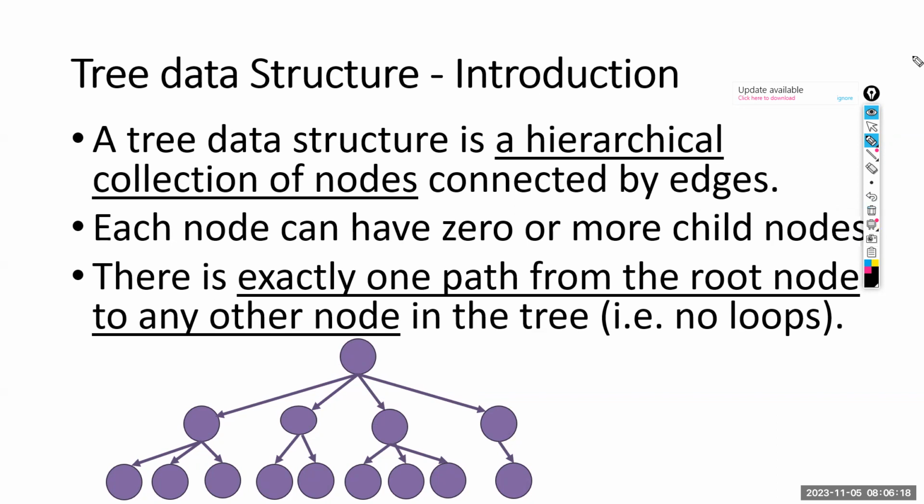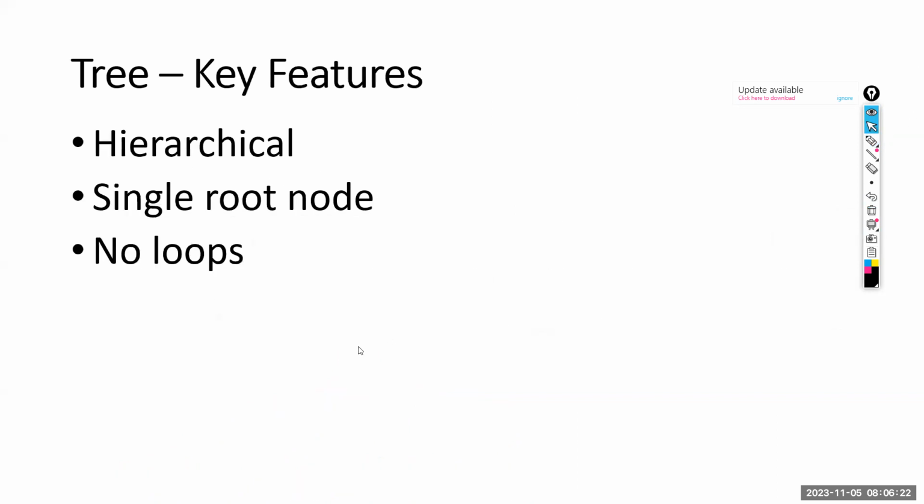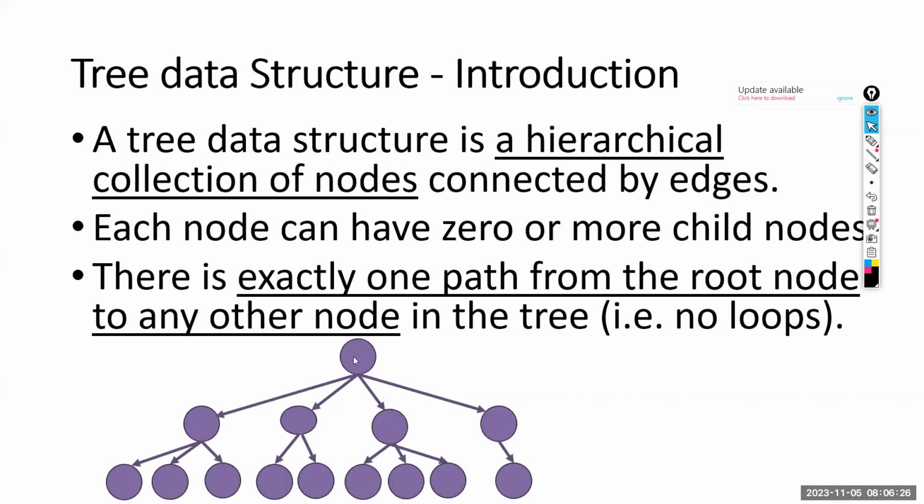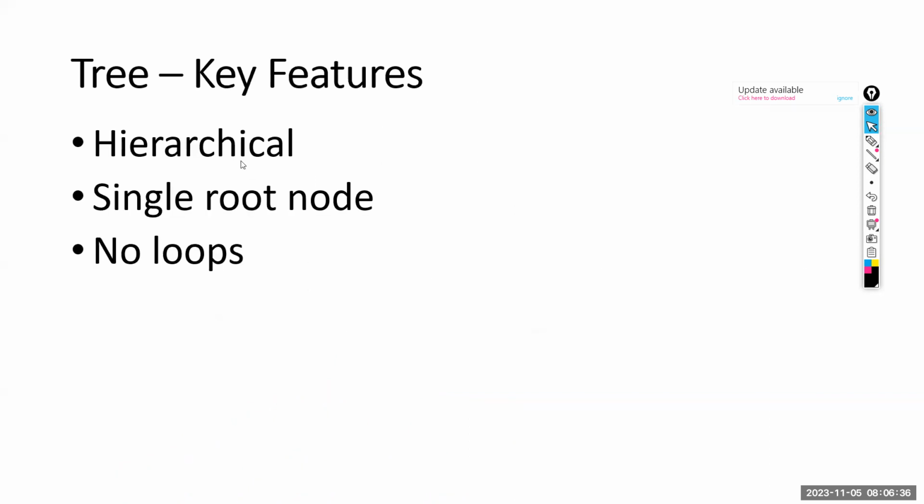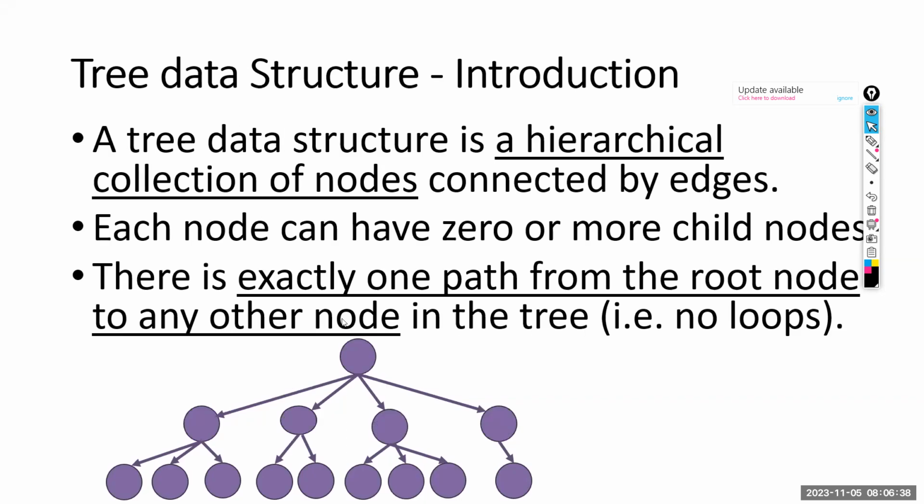So therefore, what are the key features? There can be only a single root. It's hierarchical. The hierarchy means you can look at it as levels, something like the management structure: strategic management, tactical management, and so on. So it's hierarchical, and there can be a single root. You can't have more than one root if it is a tree.